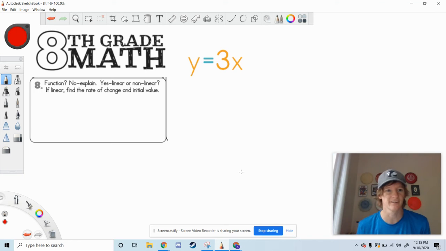All right, number 8. Function, no, explain. So we need to decide if this is a function. If it's not, we need to explain why. If it is, we have some more stuff to do. So let's go ahead and first off, let's just decide if this is a function or not.